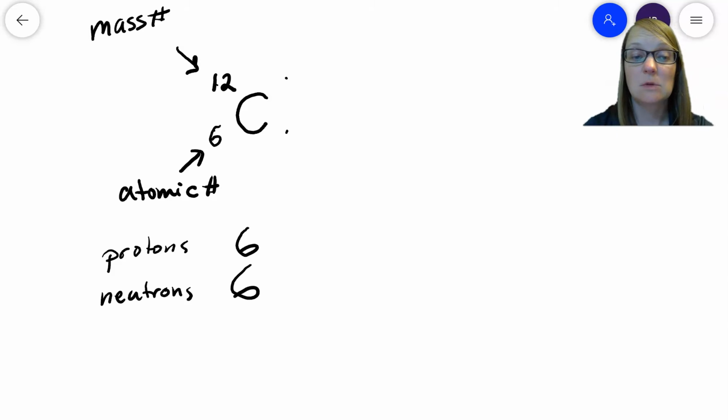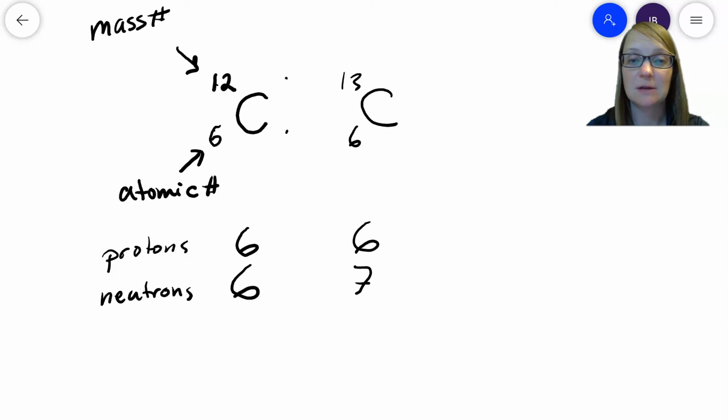But on our planet, not only do we have atoms of carbon that are carbon 12, we also have atoms of carbon that are carbon 13. In this case, still 6 protons, otherwise it wouldn't be carbon. But because the mass number is 13, that indicates there's 1 extra neutron over carbon 12. And so the number of neutrons is 7.